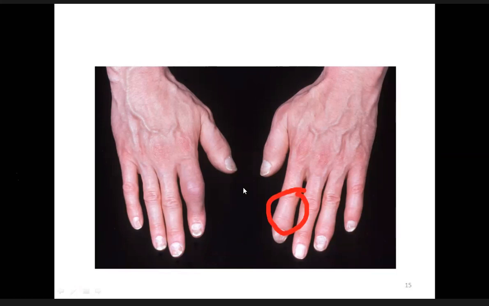Can you repeat again? Dactylitis, right. Dactylitis here, it looks like a sausage-shaped finger. Then distal interphalangeal joint involvement here, right? And then psoriatic nail changes as well, right? So the patient has got dactylitis, distal interphalangeal joint involvement, and the psoriatic nail changes.